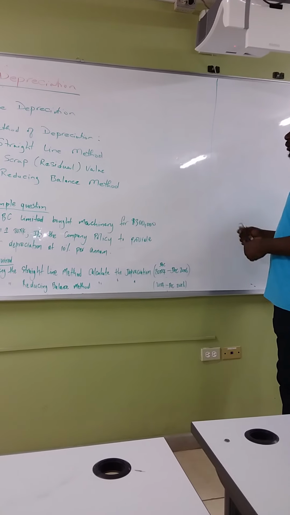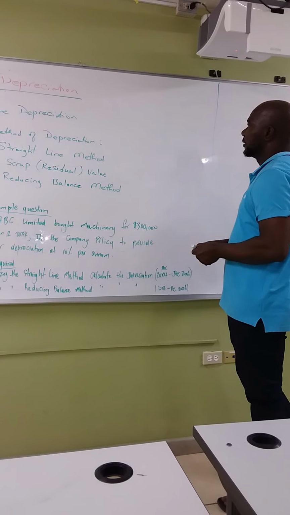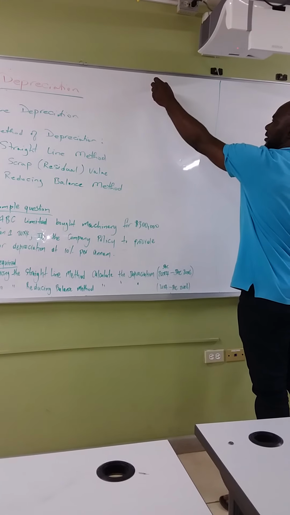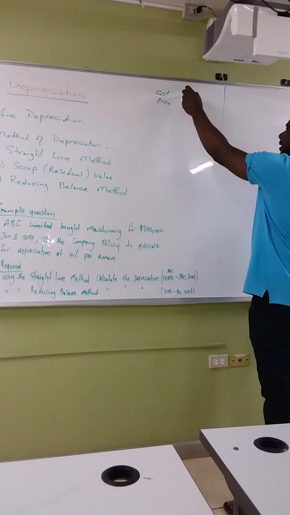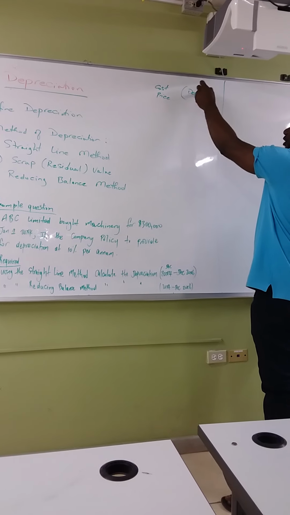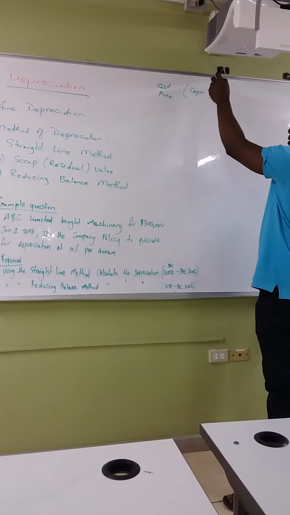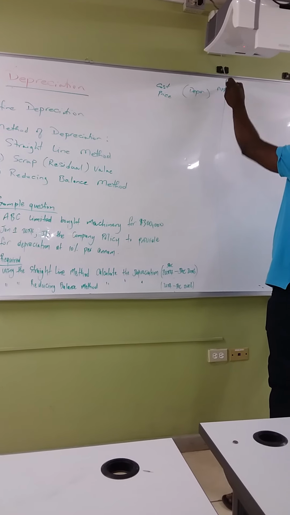You may ask yourself, how do you get net book value? Net book value is the cost price of the asset minus whatever depreciation on the asset. And that will give us our NBV, which is our net book value.